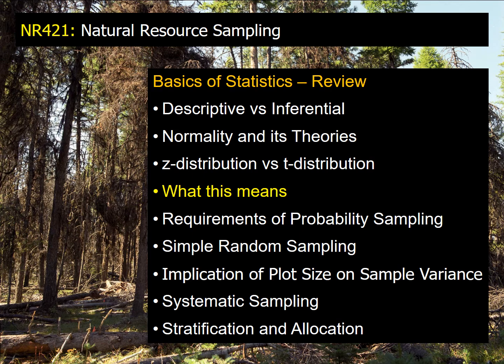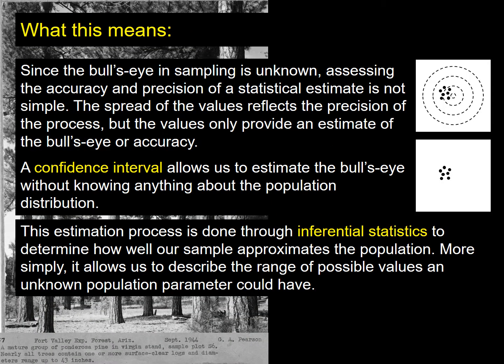Let us recap how all of this impacts our ability to sample. What if I had to tell you to shoot at a bullseye without knowing where the bullseye was? This is the case in sampling since the bullseye is unknown, meaning assessing the accuracy and precision of a statistical estimate is not very simple. The spread reflects the precision of the process, but the holes from the arrows only provide an estimate of the bullseye's accuracy.